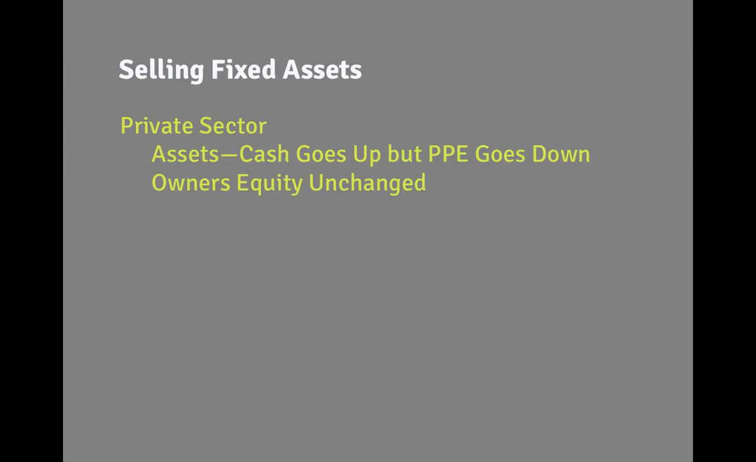The second transaction deals with selling fixed assets. In the private sector, if you sell a building, your assets will go up because you receive cash for it, but that building would have been shown on your financial statements. Therefore, the value of that building, which would have been under the property, plant, and equipment, PP&E, goes down. So your owner's equity is unchanged.